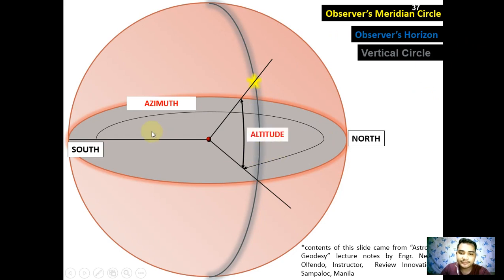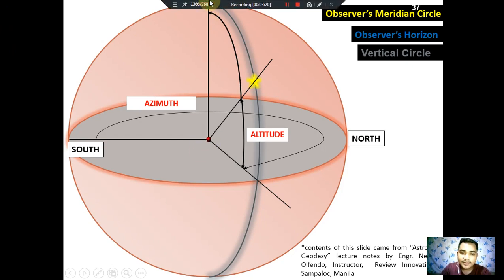Alright. And its complement, meaning when you add the two angles it is 90 degrees, is what we call, since this one is the zenith, which is directly above you, the zenith. From zenith going to the star is what we call the zenith distance.